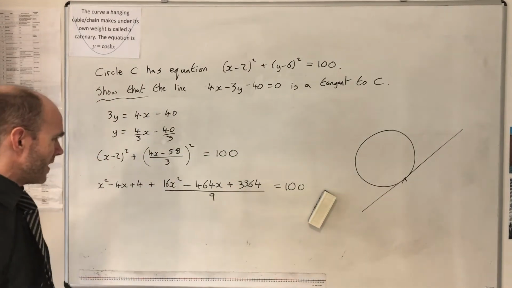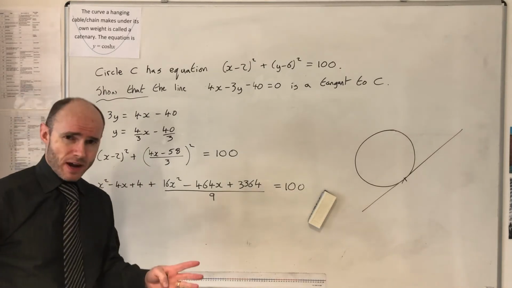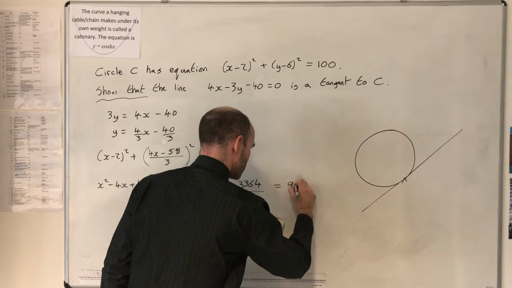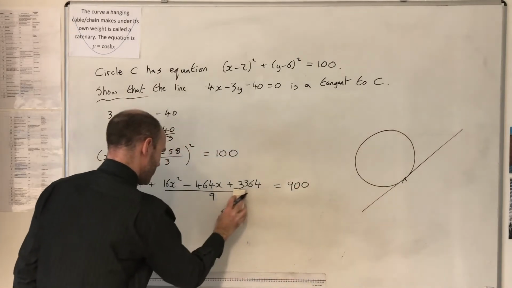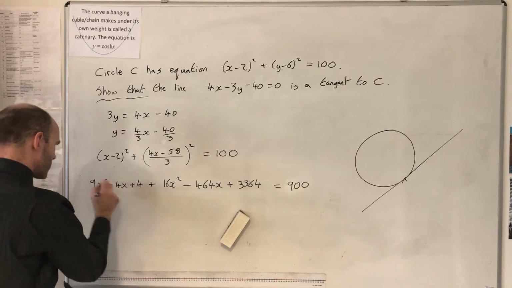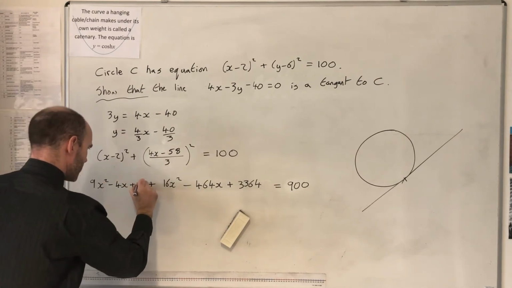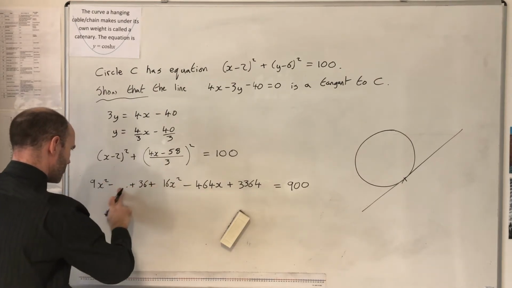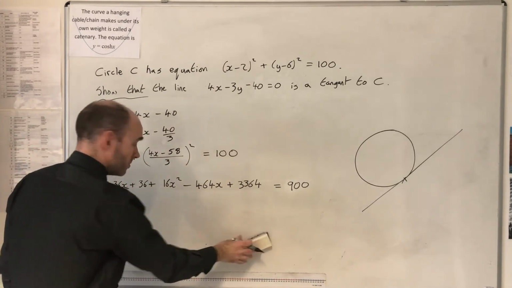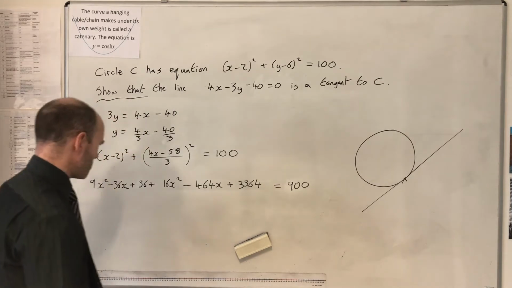And we need to solve that. So the first thing I'm going to do is multiply everything by 9. If I multiply everything by 9, the right-hand side becomes 900. This I can just get rid of, and this becomes 9x squared. That becomes 36, and that becomes negative 36x as well. Agree with that? Hope so.